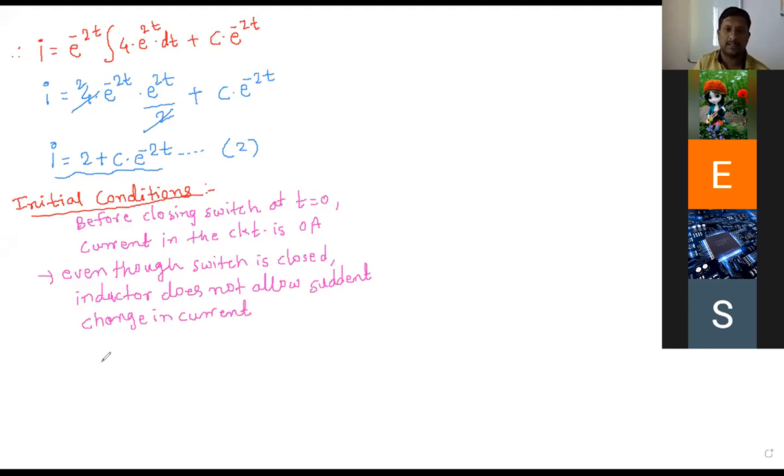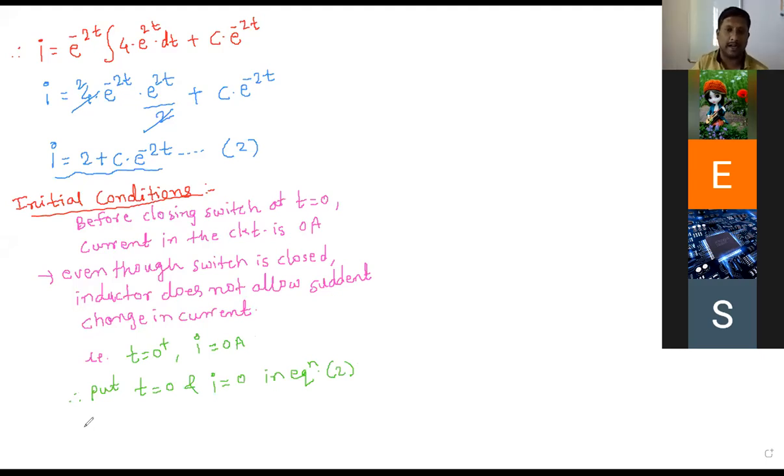That is, I will write here, for t equal to 0 plus also the current in the circuit remains 0. Even if the switch is closed, for some time at 0 plus the current in the circuit remains 0. Therefore put t equal to 0 and I equal to 0 in equation number 2.